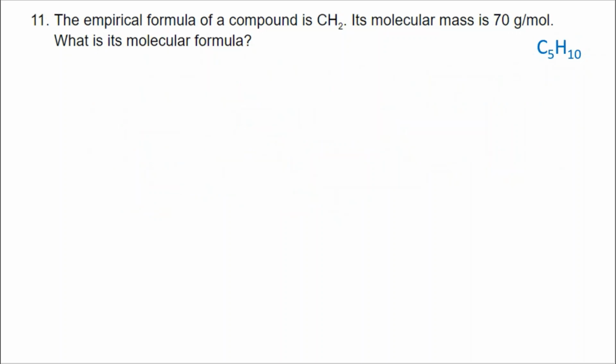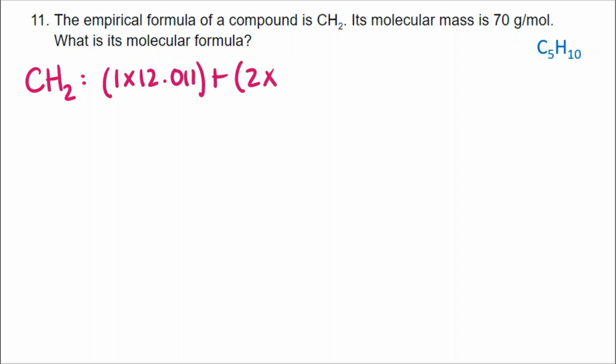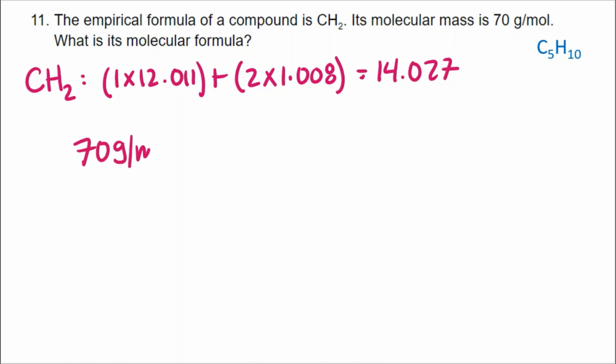Okay, so the empirical formula of a compound is CH2. So we need to get this molar mass. That's going to be the mass of 1 carbon plus the mass of 2 hydrogens. So whenever I go ahead and add this together, we get 14.027. So now I want to take my molecular mass, which is 70 grams per mole, and divide this by my molar mass, which is 14.027 grams per mole.